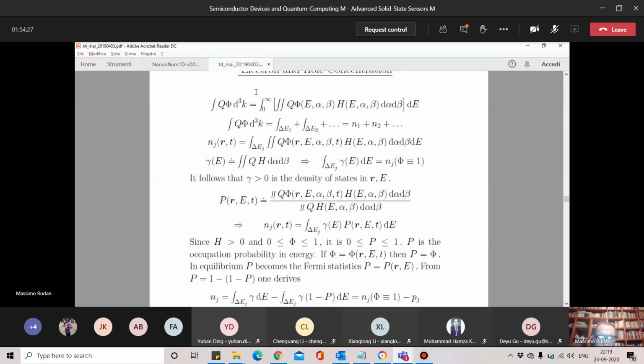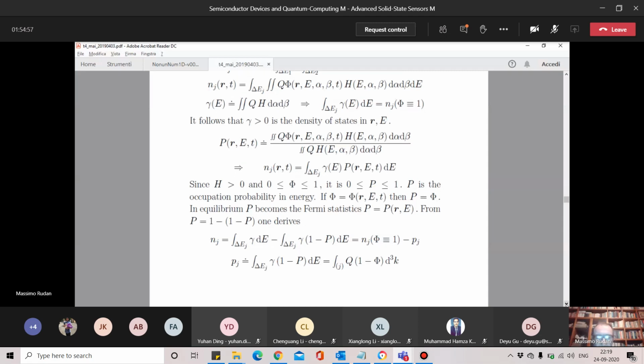We also have the possibility of exploiting this definition to introduce in a more formal way the concept of hole. We have just indicated the name hole, talking about the bands as missing electrons. We can do better than that. We can consider again the definition of the population of band number J, the one that is here near the double arrow.